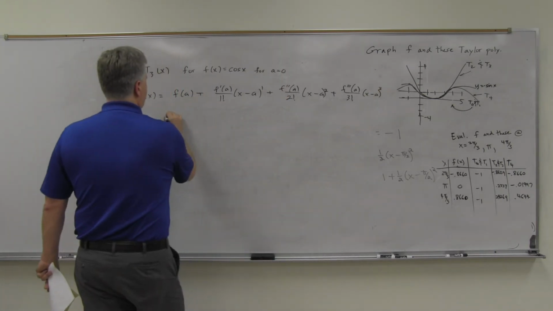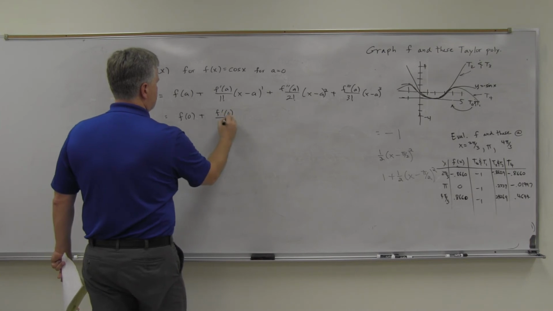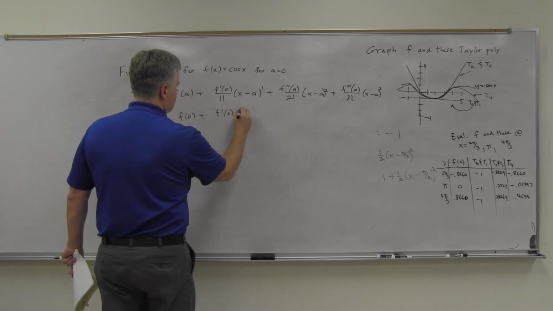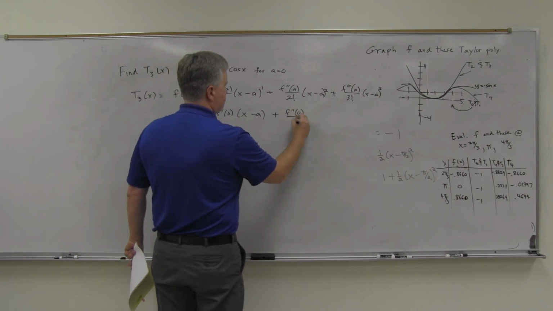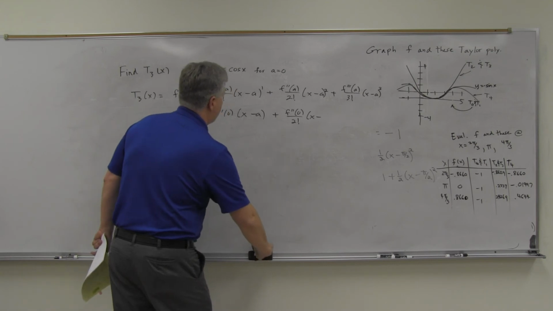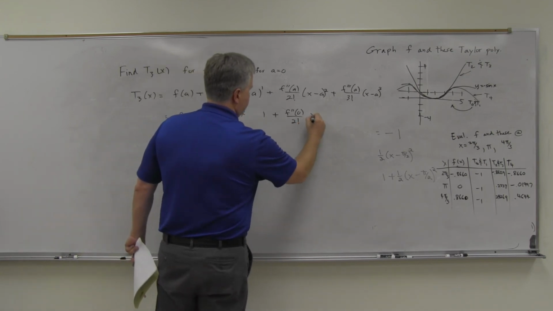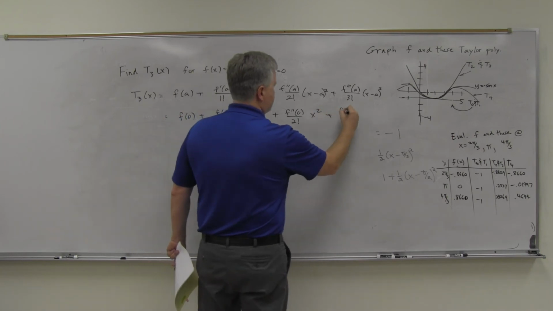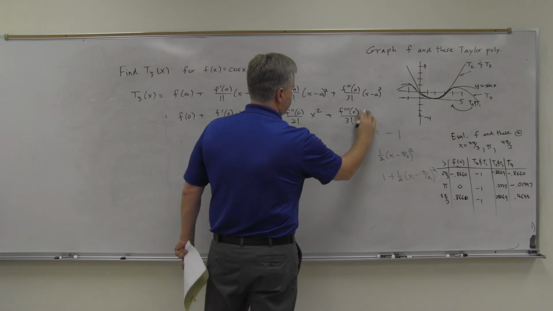Okay, so I've got a equals 0, so it's f of 0, f prime of 0 times x minus a, f double prime of 0. Oh, and then x minus a is just x, so this would just be x. This would be x squared. This would be third derivative at a, over 3 factorial, times x cubed.